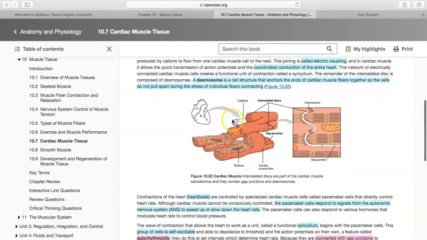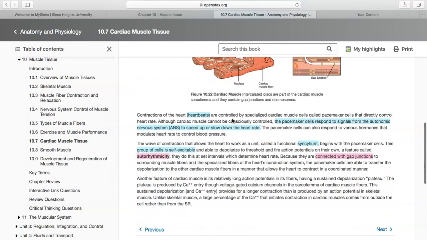And then the next is a desmosome, and that is the structure that anchors the ends of cardiac muscle fibers together. If you've ever looked at the heart pumping very vigorously, the desmosomes anchor all those cells together so they don't pull apart during that stress of continuous contracting.